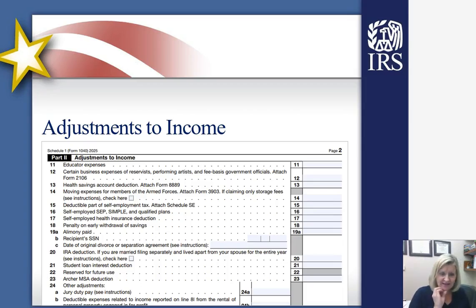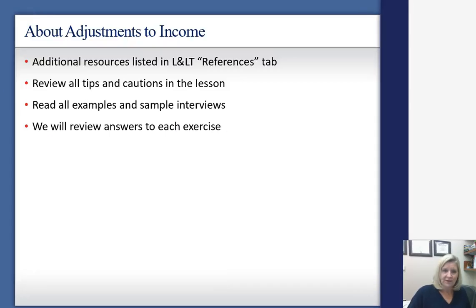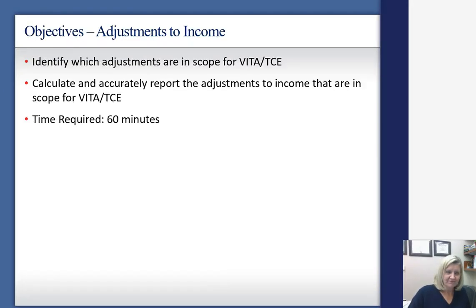And you can see certain items that are listed on this Schedule 1, educator expenses. You've got health savings account deduction. Student loan interest is another one. So we'll go through these and talk about who qualifies and what the amounts are.